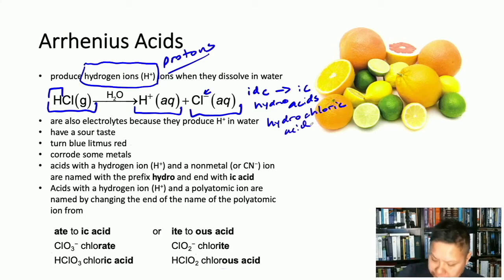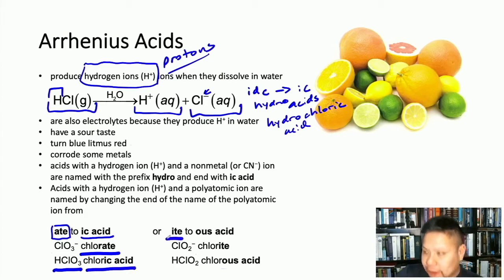Some more naming conventions to be aware of: if it is a polyatomic ion, usually ending in "ate," then it also becomes an ic acid, but there's no hydro. For example, we have the chlorate polyatomic ion. If it's in an acid form, with a proton there, it becomes chloric acid. And if it's a polyatomic ion that ends in "ite," it becomes an us acid. So here, the chlorite ion becomes chlorous acid. Again, no hydro because these are polyatomics. You only add the hydro when it's just a singular anion, just one of these.